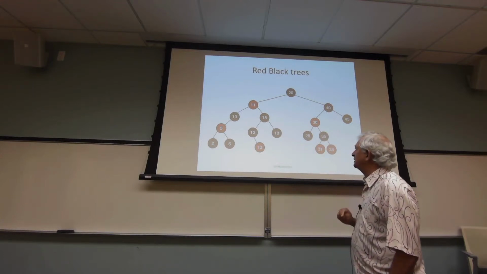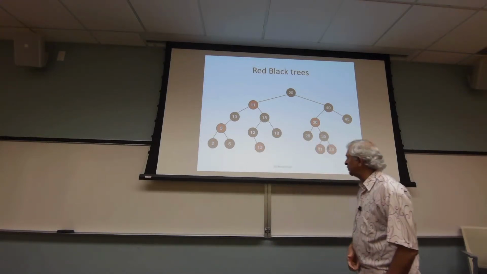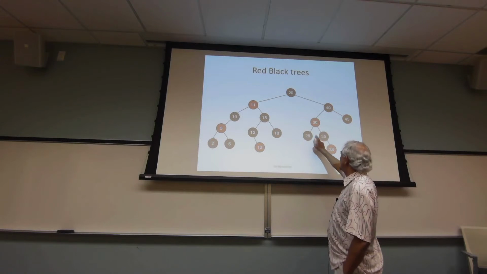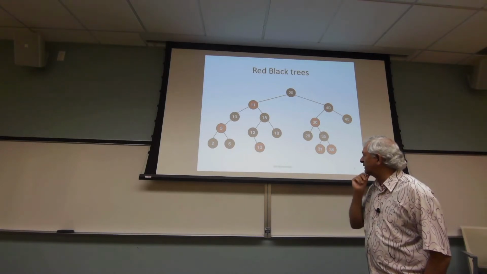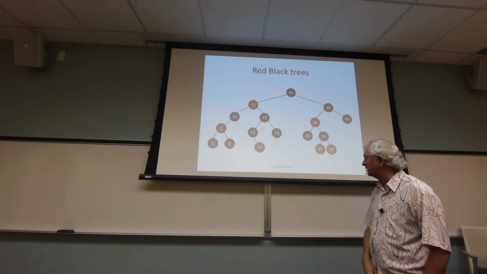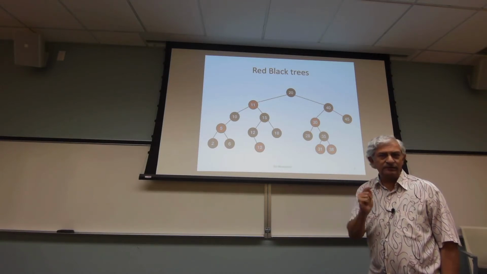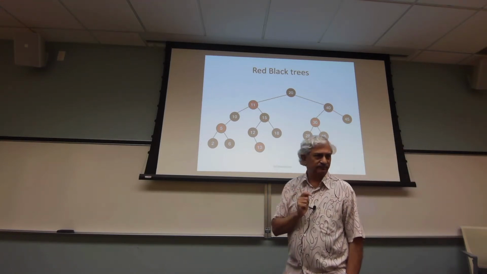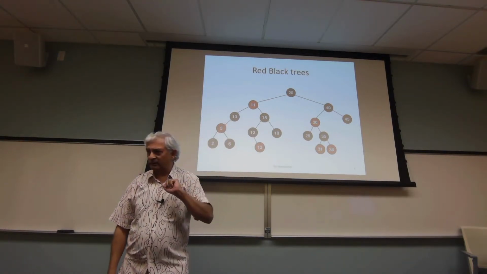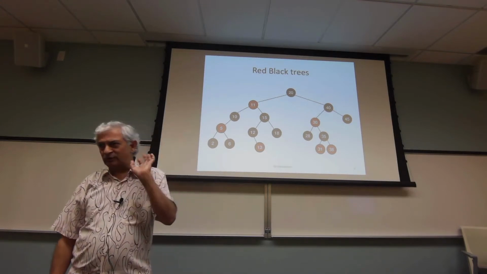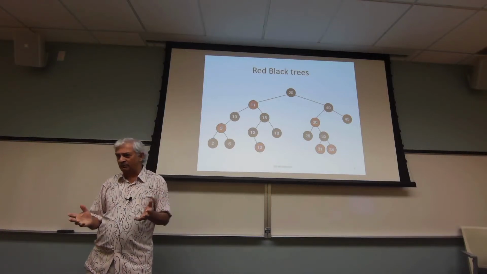This is a specialized binary search tree. It's called a red-black tree. And a red-black tree has this nice property that every node is colored either red or black. And it has two other interesting properties. The second property is that a red node will never have a red child. So you'll never see two red nodes in succession. If you see a red node anywhere, both its children, if any, would be colored black.